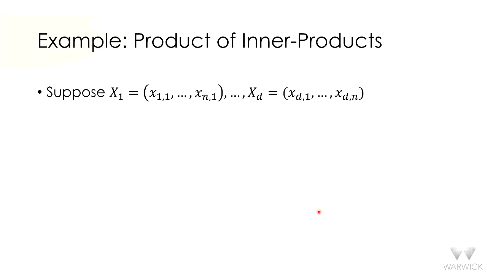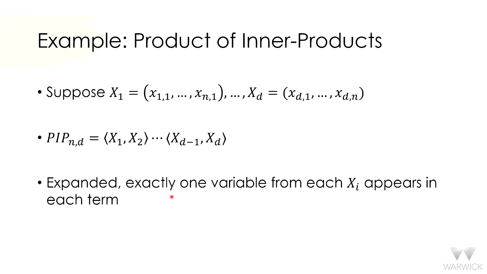This is a canonical example, the so-called product of inner products polynomial. Say you have d sets consisting of n variables each. You define this polynomial, which is the inner product of the first two times the inner product of the second two, and so on. So this obviously has degree d. And you very quickly notice that when you expand this out, every term has exactly one variable from each Xi. So this is a clear example of a set multilinear polynomial.